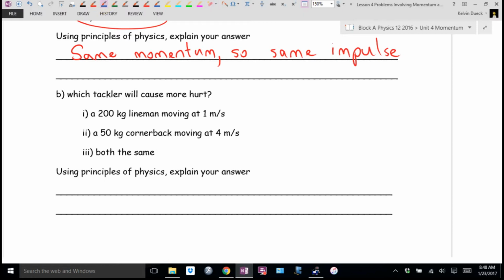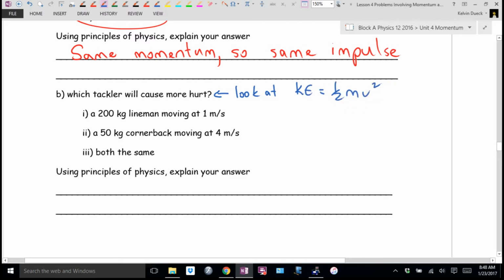Yeah. I would argue the one moving faster. The cornerback? Convince me. Hurt is energy, because hurt is I have to absorb your energy as well. So for hurt, look at kinetic energy, which is a half mv squared. The reason is I know after the tackle, the kinetic energy is gone. It's zero. Now, it can't vanish. Where did it go? I think it would have gone into force times distance, and the distance is going to be like compressing the ribs or moving the person here.